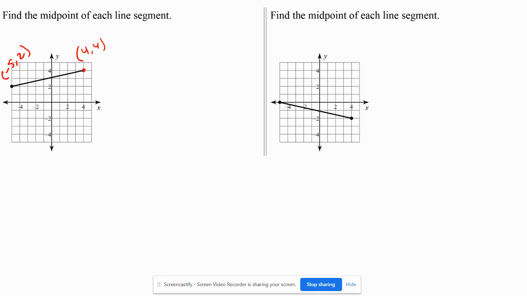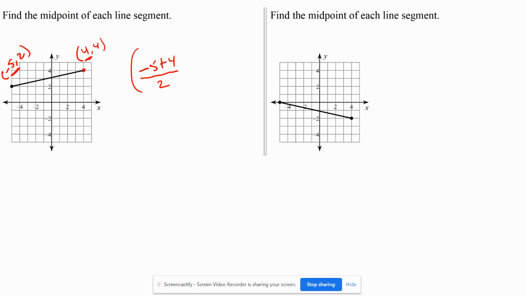I can read the coordinates of that point: -5, 2. Now that I have the values, I'm asking here for the midpoint. Why don't I find the values of the midpoint? First of all, let me focus on the x. I'm going to add the two values, -5 plus 4, and whatever I get, I'll divide it by 2. That gives me my x value.